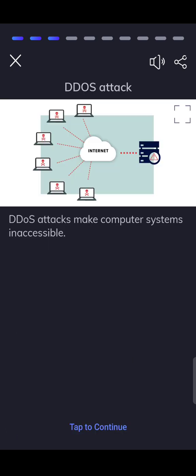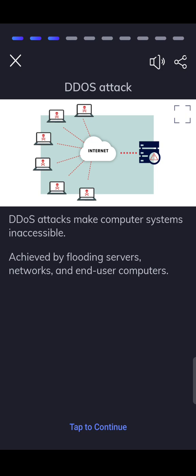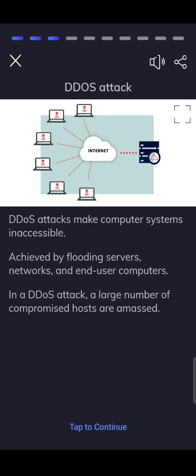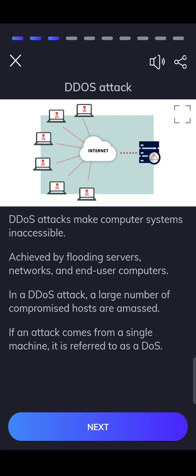DDoS attacks make computer systems inaccessible. Achieved by flooding servers, networks, and end-user computers. In a DDoS attack, a large number of compromised hosts are amassed. If an attack comes from a single machine, it is referred to as a DoS.